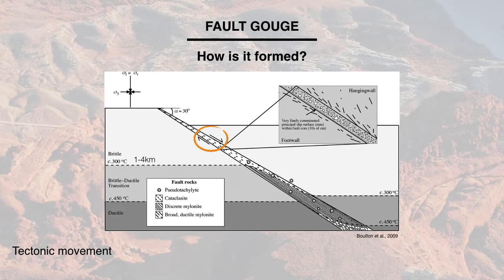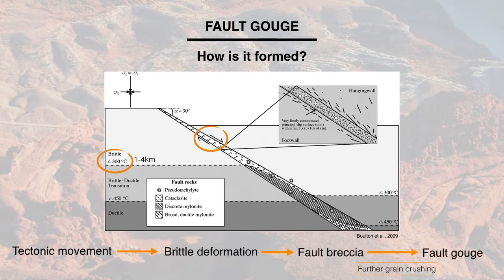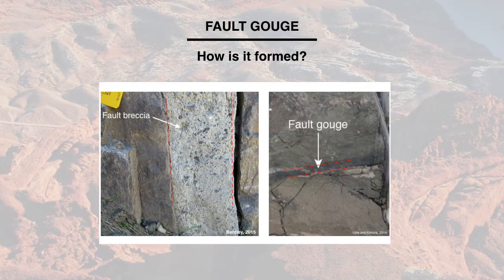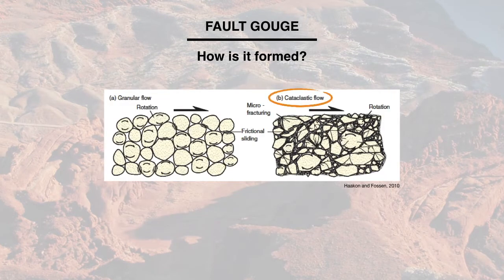Tectonic movement along zones of brittle deformation forms fault breccia, which, if subjected to further frictional wear and grain crushing, forms fault gouges. Fault gouges are formed during cataclastic flow where grains are crushed.